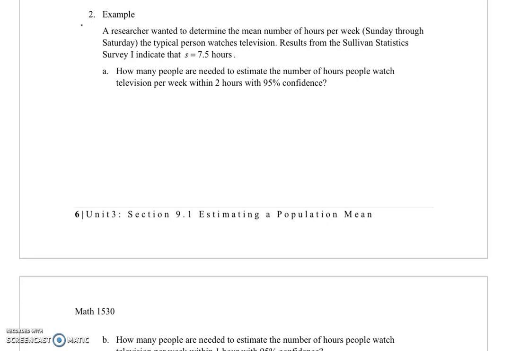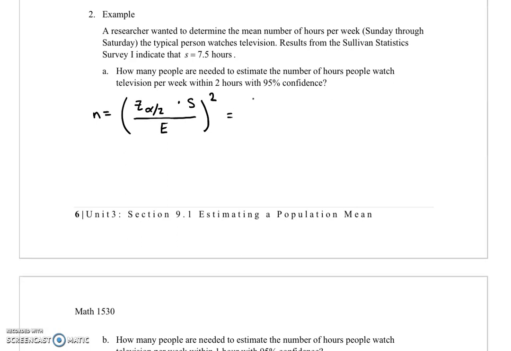So a researcher wanted to determine the mean number of hours per week, Sunday through Saturday, that the typical person watches television. Results from the Sullivan Statistics Survey 1 indicate that the sample standard deviation is 7.5 hours. How many people are needed to estimate the number of hours people watch television per week within 2 hours? So, again, we have n equals the critical value times the sample standard deviation divided by the margin of error, and then we square that result.